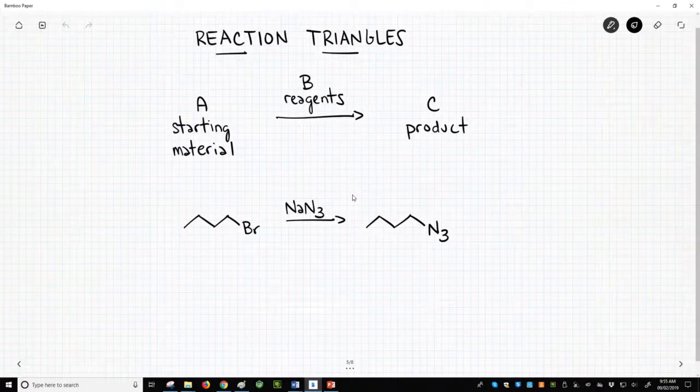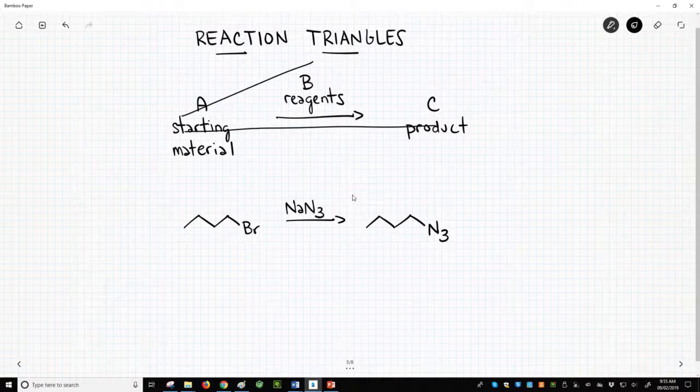Reaction triangles are a way to think about organic reactions. We can think of our starting material as A, our reagents as B, and product as C. These kind of make a triangle. In organic chemistry, if you know the identity of two of the three parts of the triangle, you should be able to determine the third part.